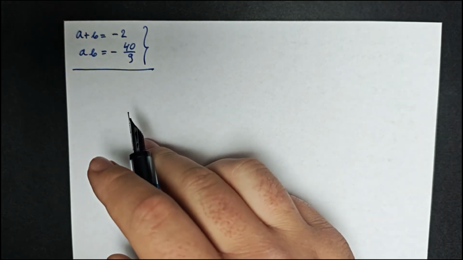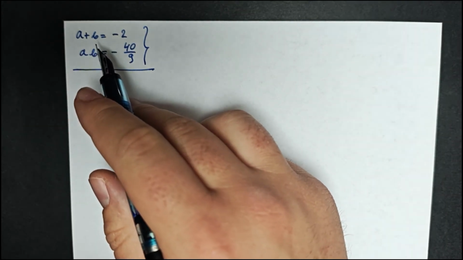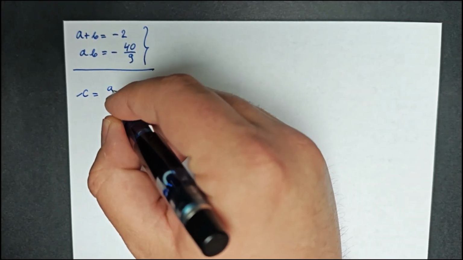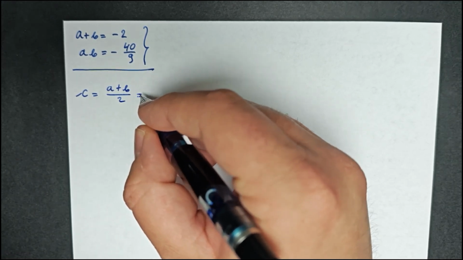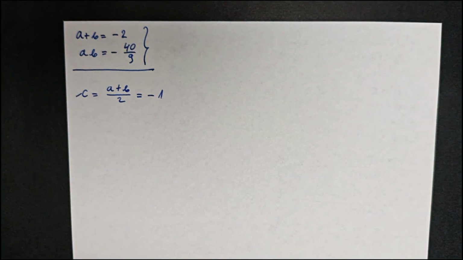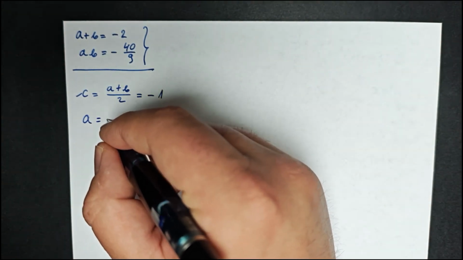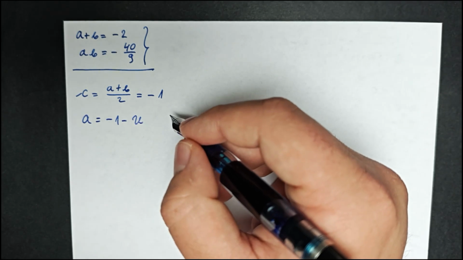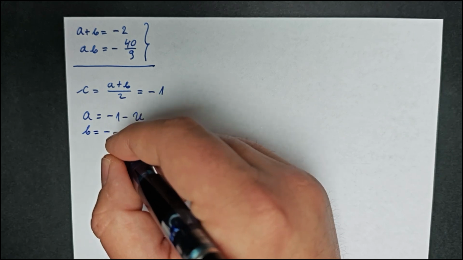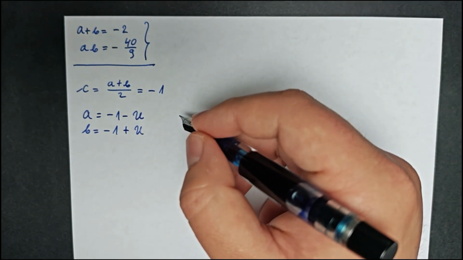Note here that the average of two numbers a and b in this case is −1. So c, which is equal to (a+b)/2, is the average of the numbers a and b, and that is −1. So number a is at the same distance from −1 as the number b is, which means that we can write number a as −1 minus some quantity u, and then we can write number b to be −1 plus that same quantity u.